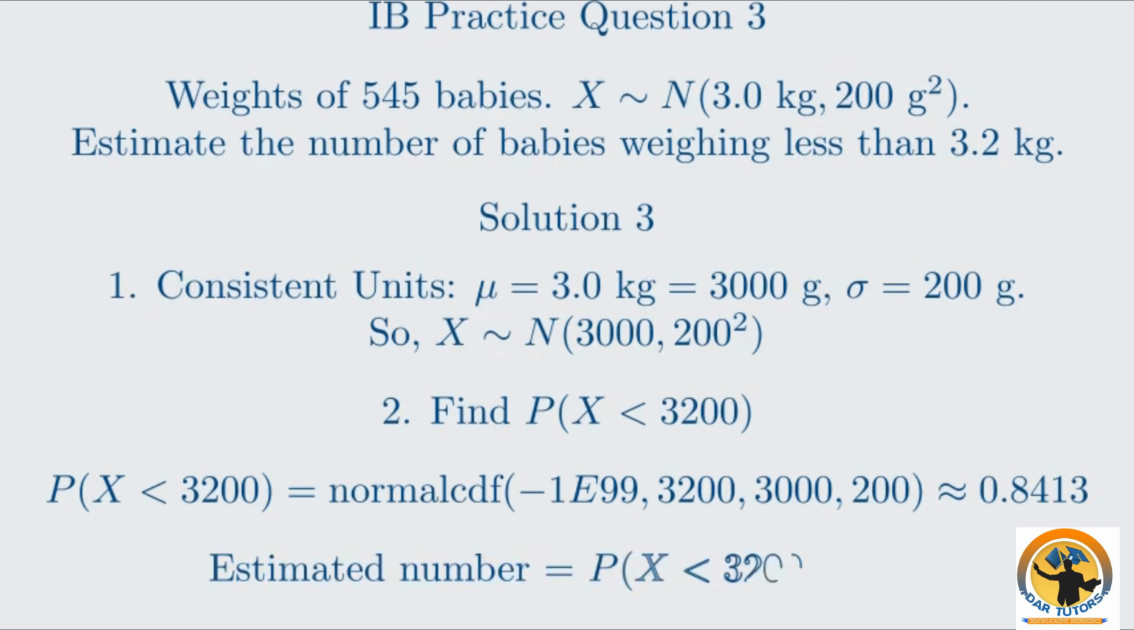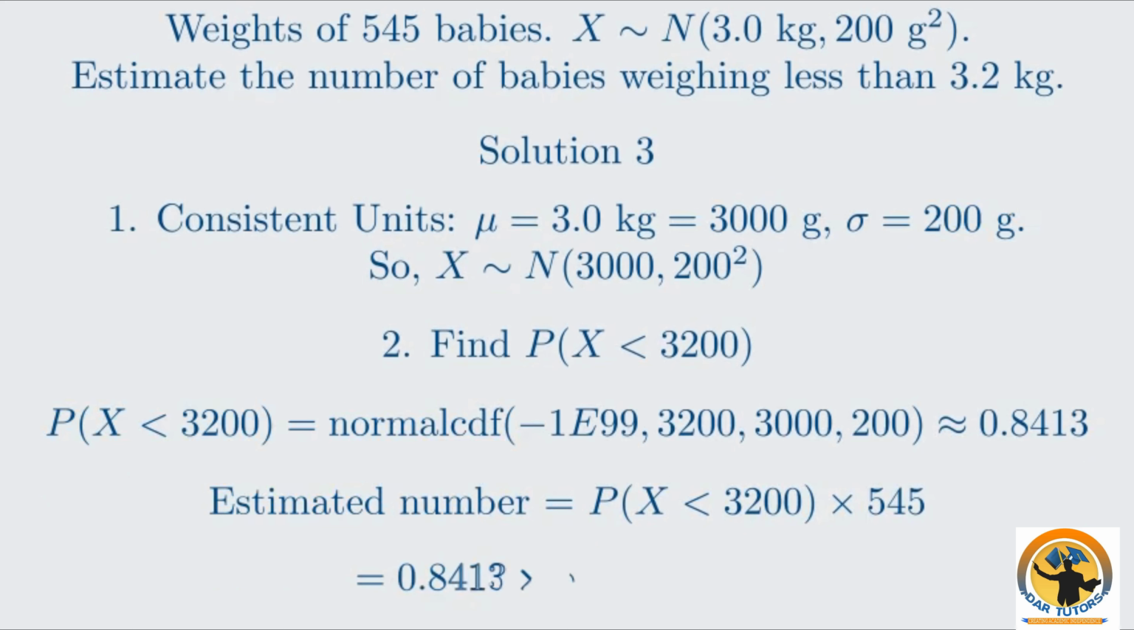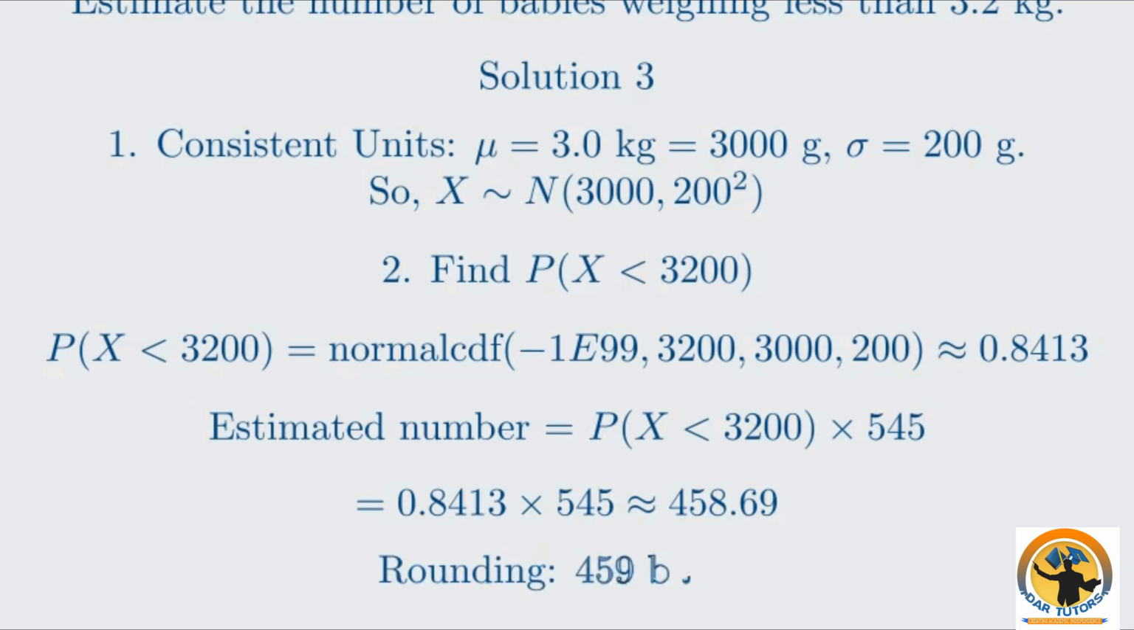To find the estimated number of babies, we multiply this proportion by the total number of babies, 545. 0.8413 times 545 is approximately 458.7. Rounding to the nearest whole number, we estimate that 459 babies weighed less than 3.2 kilograms.